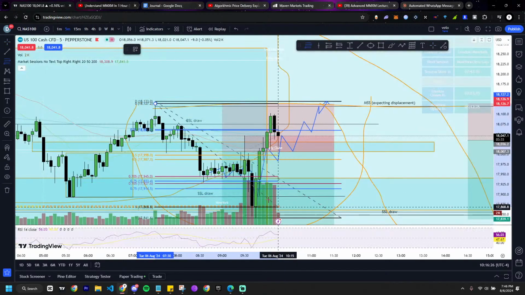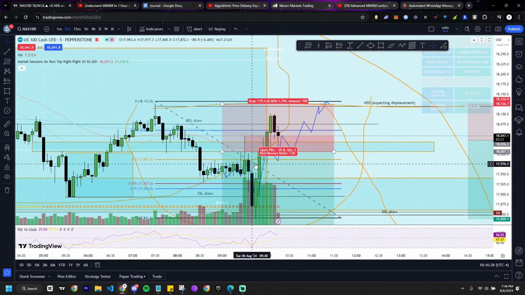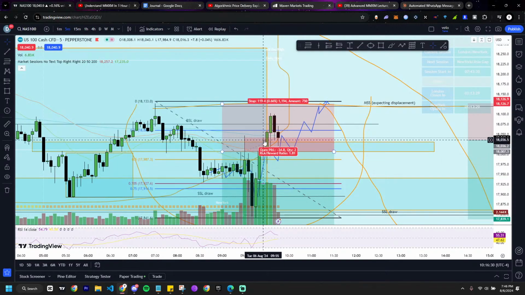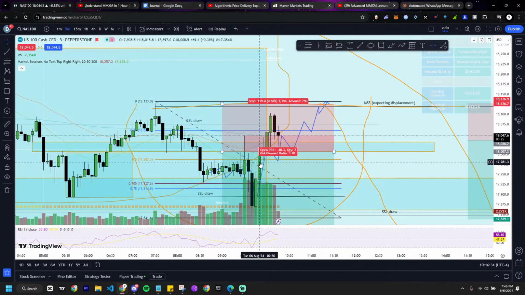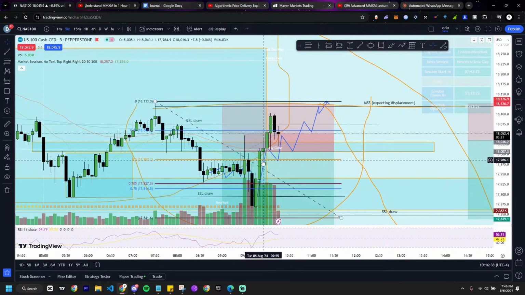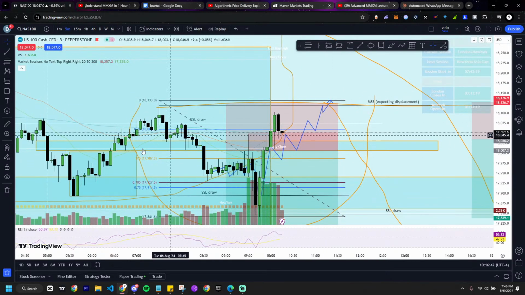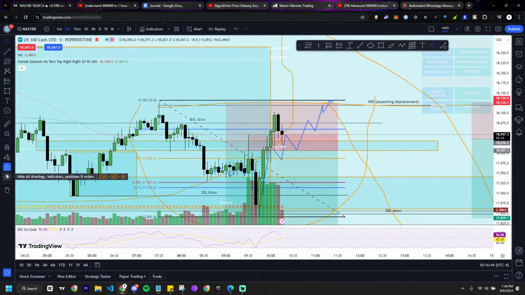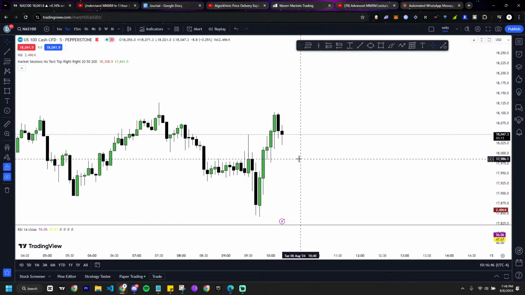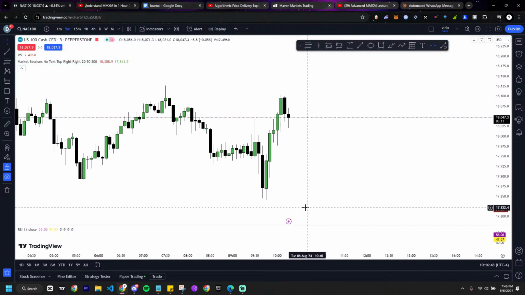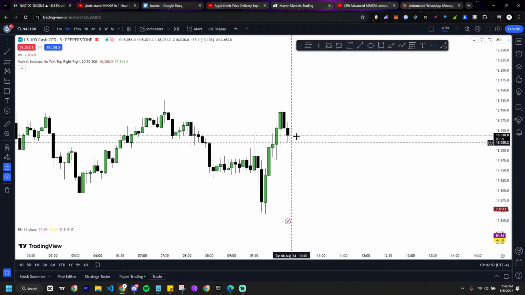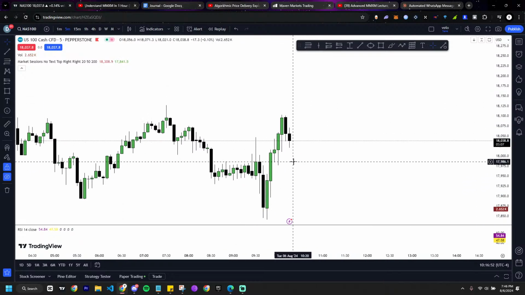If we use this OTE on this, I've already used it, but you see it's in discount right here, and there's a bit of a reaction over here because it's at equilibrium. It's right before equilibrium, so therefore this fair value gap is in discount. So even if you enter over here, you're getting in at equilibrium at that point, but you're still fine for the most part. Because if your stop loss is somewhere down here, there's no way you're going to get liquidated.